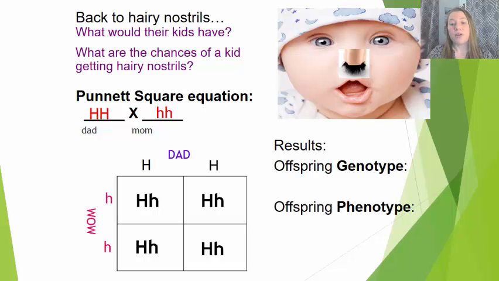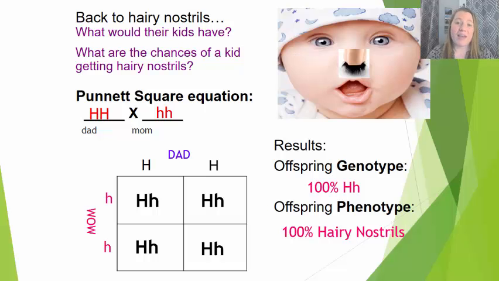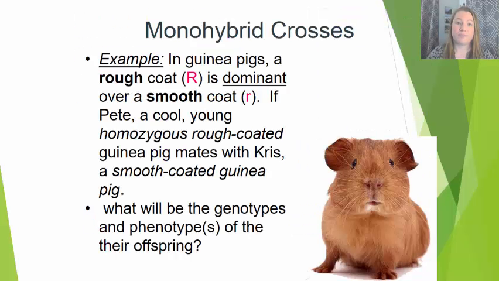Then the next step is reporting our possible offspring. When we look at our possible offspring, each box is its own possible baby and has the same statistical likelihood of occurring. So inside those 4 boxes, 4 out of 4 are capital H, lowercase h. So 100% are heterozygous. When we look at the phenotype, we would turn that genotype into a phenotype, and we would have 100% of those possible babies having hairy nostrils.